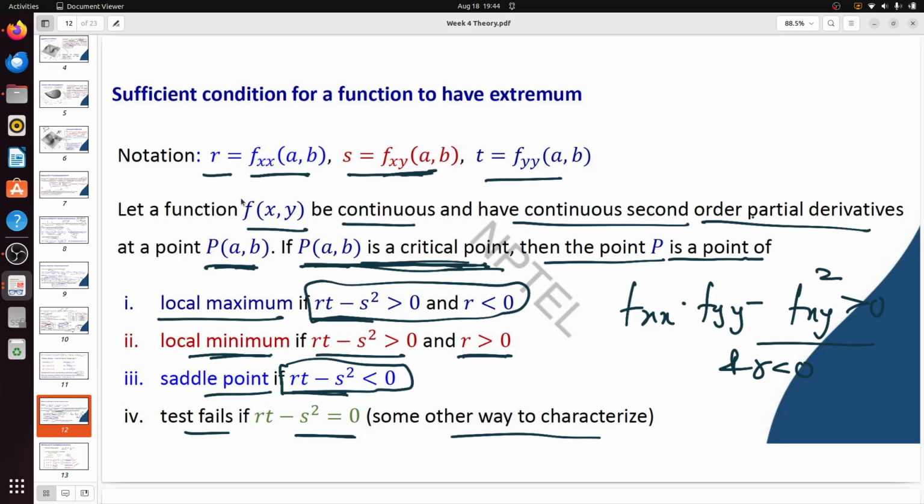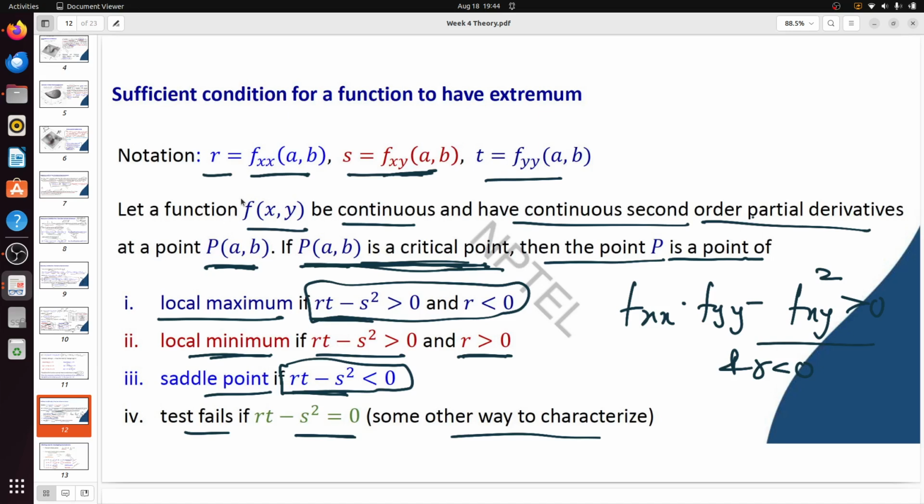Then it is a saddle point, and the test fails if rt minus s square equals 0. Then you need to use another method to check which one is actually the minimum or the maximum point. So just read with me.